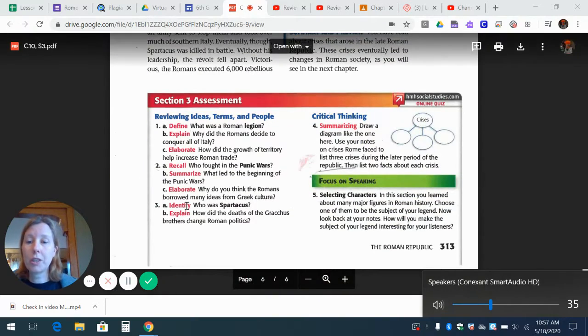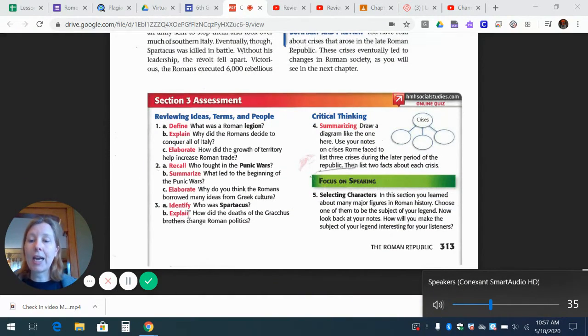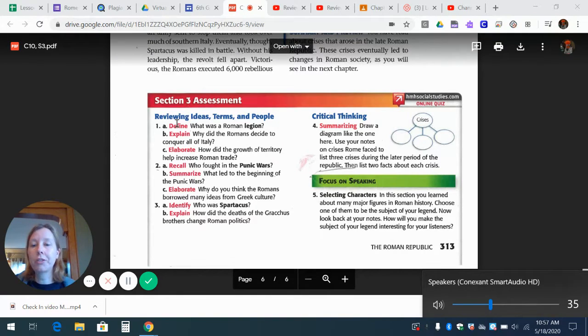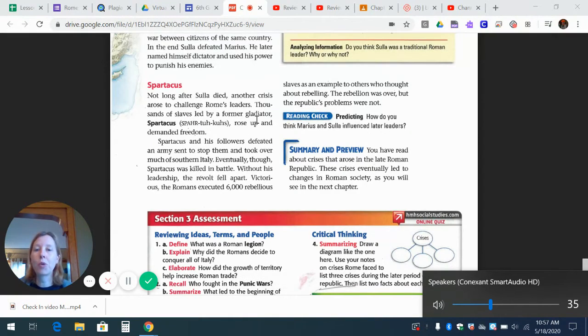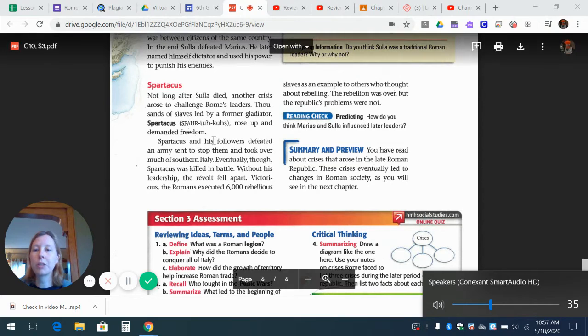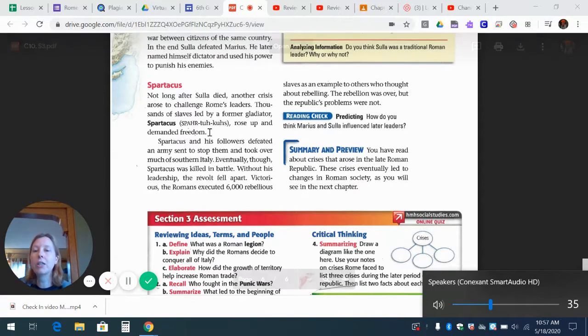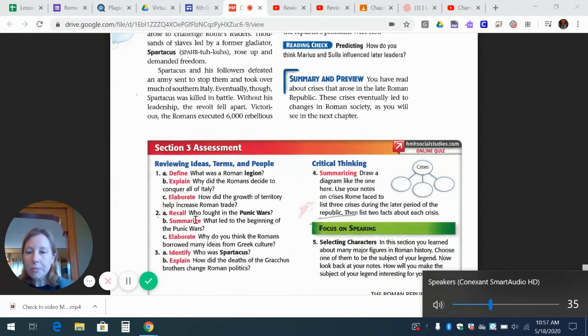So we'll go back to the questions. Question 3A, identify who is Spartacus. Identify is like recall or define. That means the answer is straight in the book. So if I go to the area about Spartacus, it tells me that he was a former gladiator and he rose up and demanded freedom. So he was a gladiator who started a rebellion.